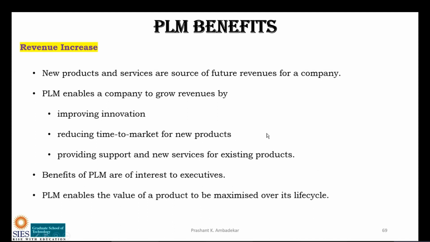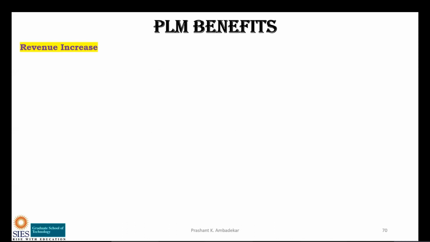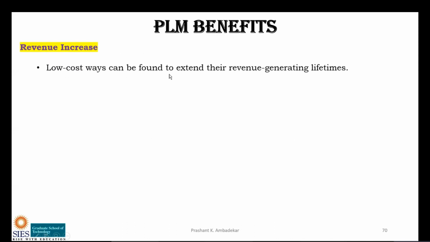PLM enables the value of a product to be maximized over its life cycle. So because of PLM, the product value can be maximized throughout its life. Then low cost ways can be found to extend their revenue generating lifetimes. There are different ways that can be found, like I gave you the example of the Maruti 800. They brought Maruti insurance and a few more products in the market. Different ways can be brought to increase the revenue, and maybe because of that the product may also get a good opportunity in business.